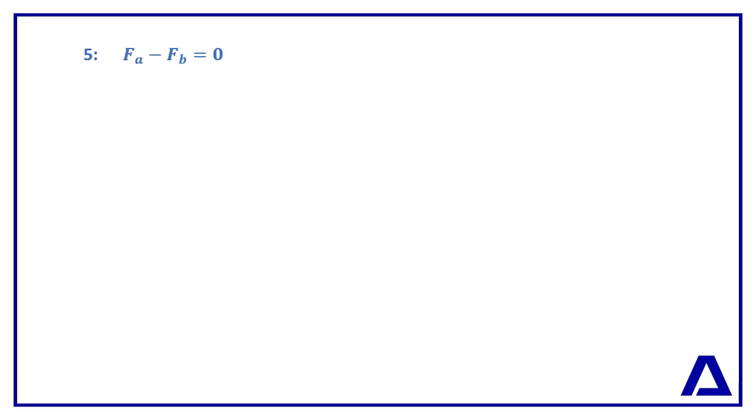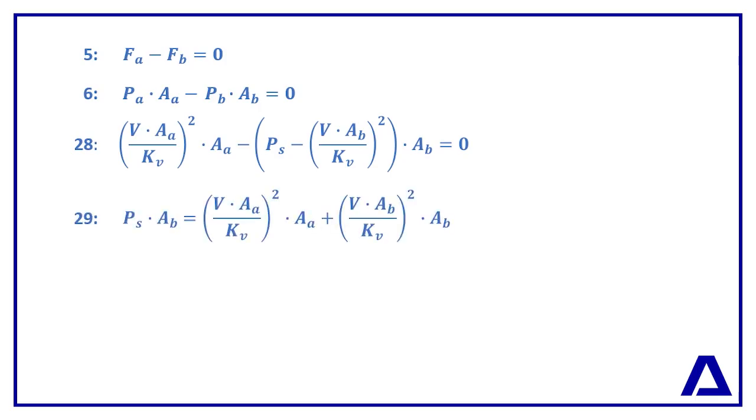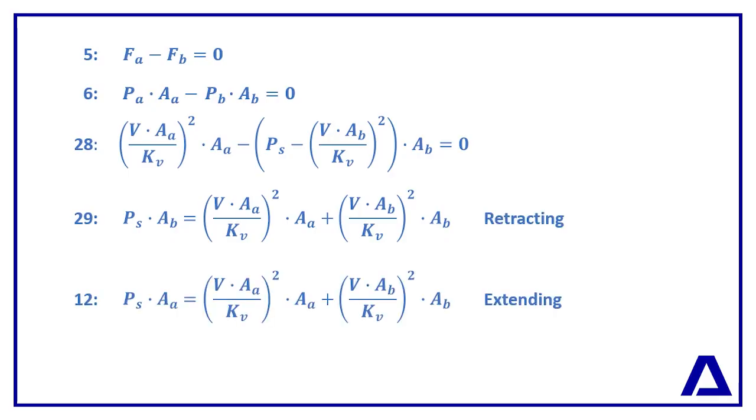So let's take stock again. We started with force A minus force B equals 0, substituted the forces with pressure times area. Then we substituted pressure A and B with a pressure drop formula using velocity times area divided by the valve constant squared. Rearranging gives 29. We are not done yet, but let's compare the equation at this stage to the same equation for the extending case. Notice the right-hand sides are identical. The only difference is the area A and area B on the left-hand side.